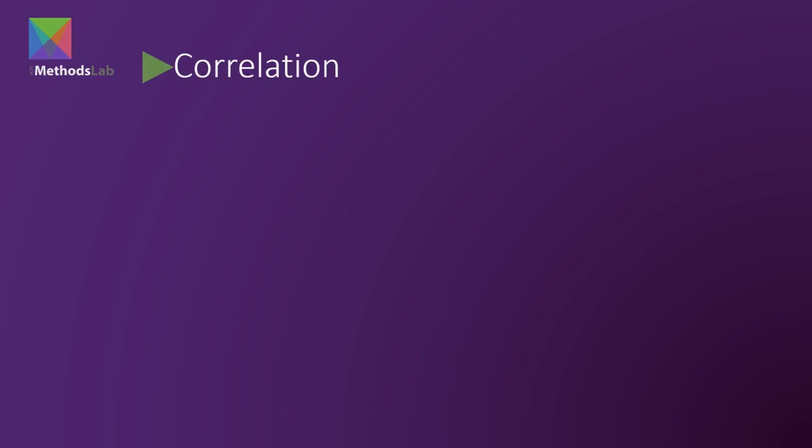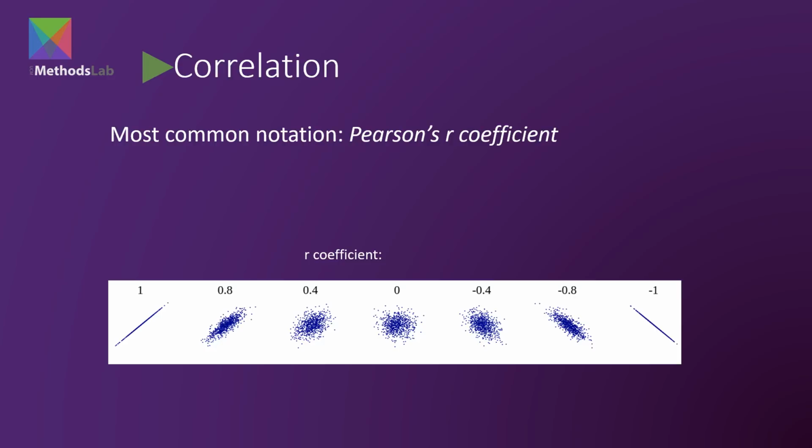One way of analyzing these types of relationships, so keep scatter plots in the back of your mind, is through what we call correlation. And the most common notation for correlation is Pearson's R coefficient. This sounds like a mouthful. Pearson is just the guy who came up with it. R means correlation, and coefficient is the way it's expressed here. And this is what scatter plots might look like graphically.